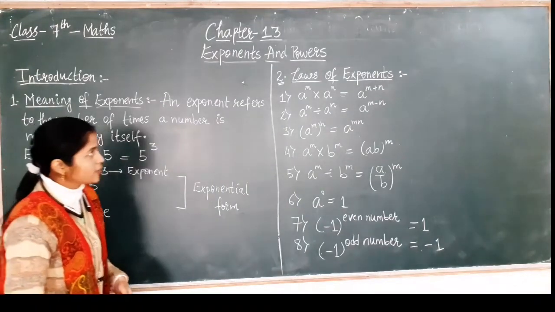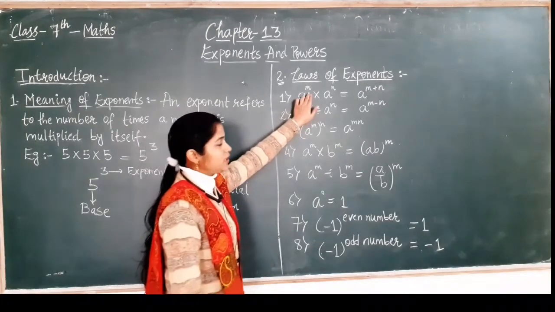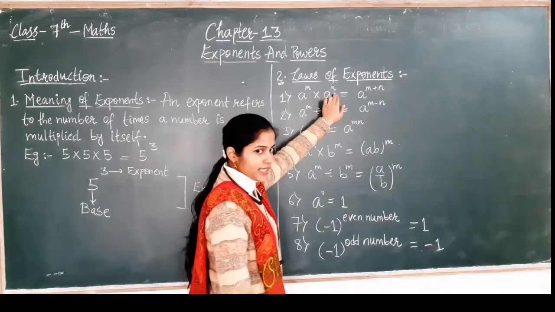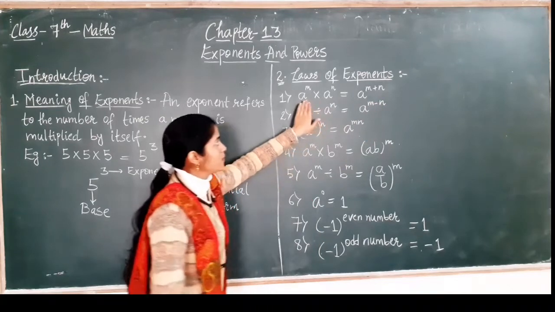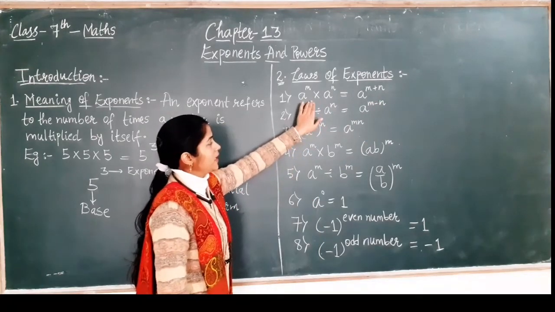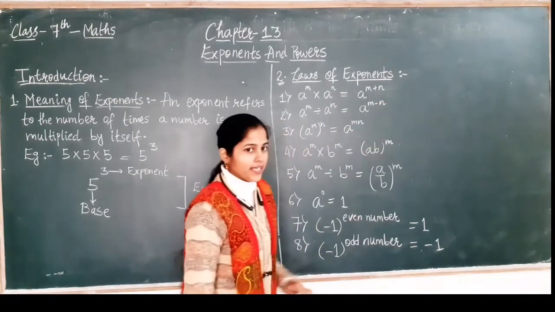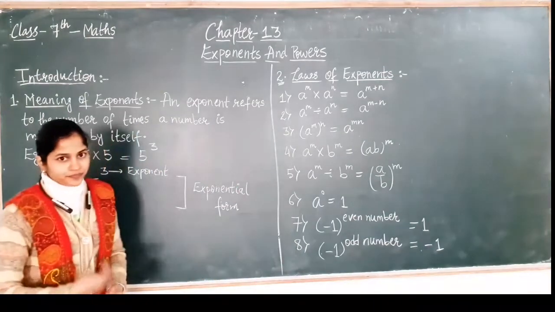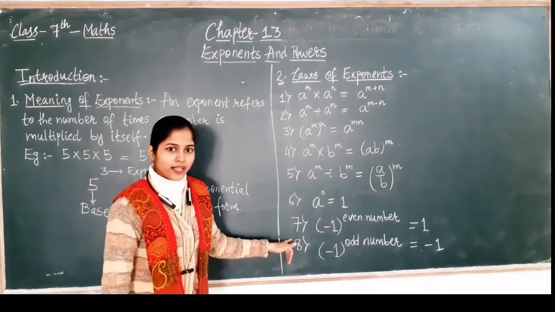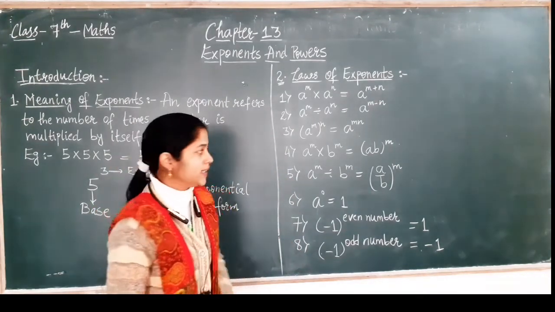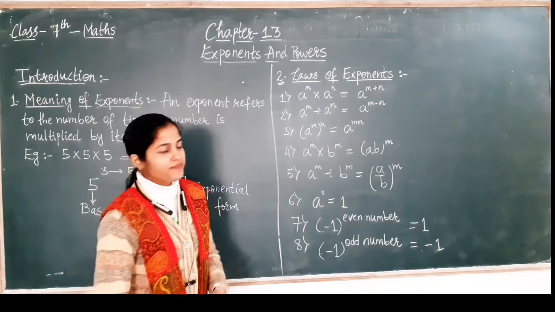Now let's move on to the next topic, that is laws of exponents. The first law says a raised to the power m into a raised to the power n is equal to a raised to the power m plus n. If we are multiplying both these, a raised to the power m and a raised to the power n, then we'll get the product as a raised to the power m plus n. If you want to solve the questions without these formulas, you will be unable to solve them. That is why you should know all these formulas so that with these formulas you can solve the questions.